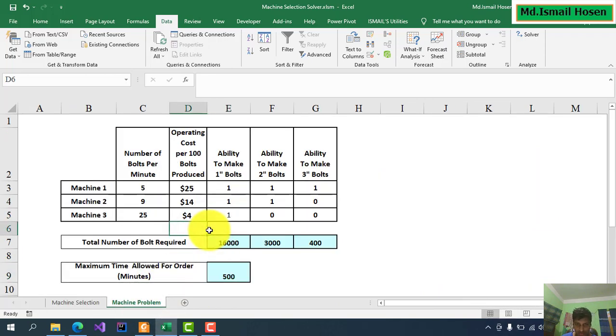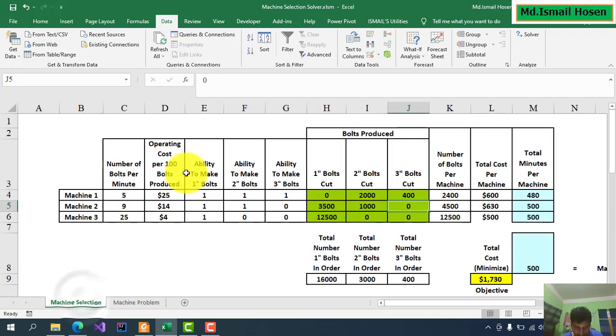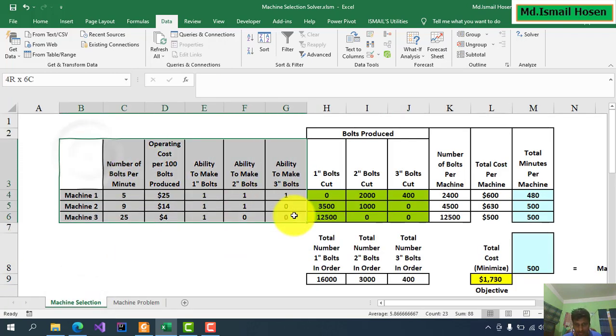So first, our objective function is that we need to minimize the operating cost or total cost, and the constraint is that the total running time for each machine should be less than or equal to 500, and the total number of bolts produced needs to exactly match this amount. So we have been given this amount of data.